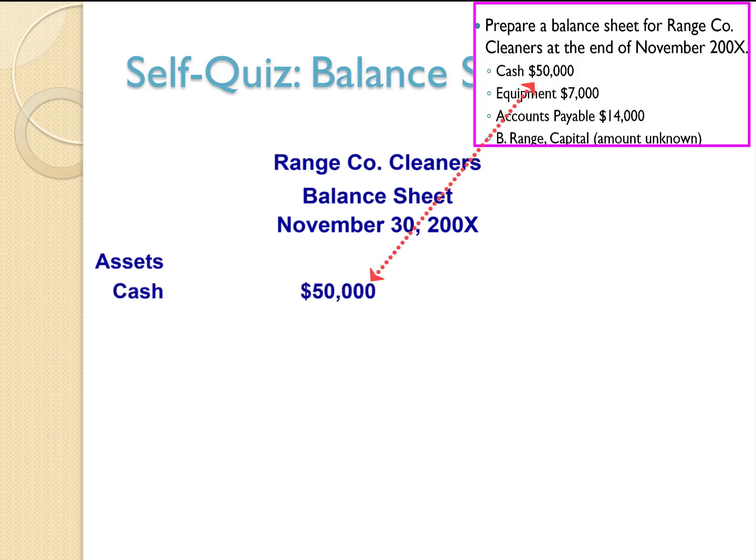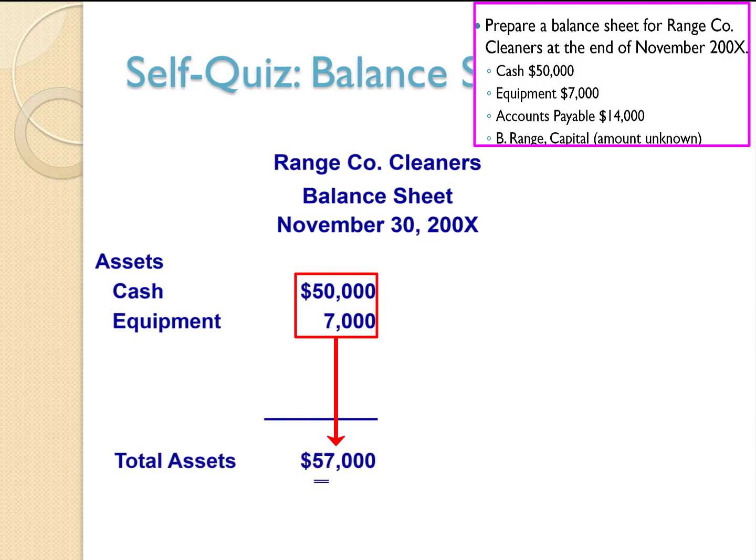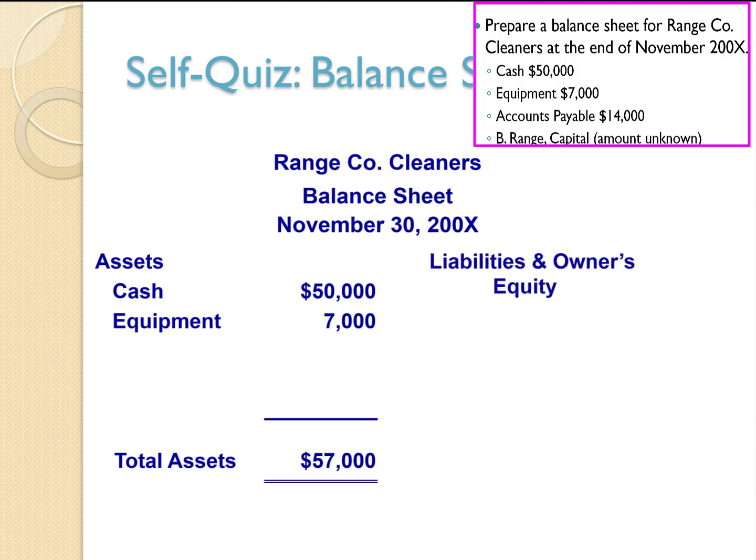So our assets are cash, $50,000, and equipment of $7,000. Then we total up the assets, and we get $57,000. So that means when we add up our liabilities plus our equity, it also has to be $57,000. On the right side, we're going to list our liabilities and owner's equity, and we'll list the liabilities first. The only liability that this company has is accounts payable, $14,000.